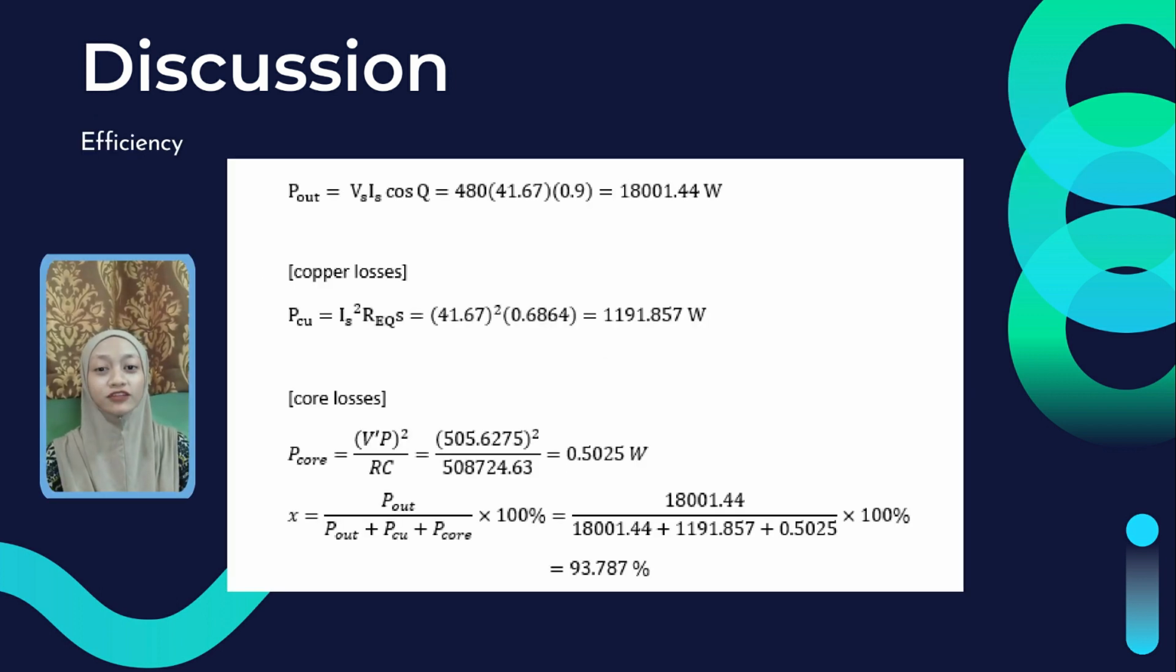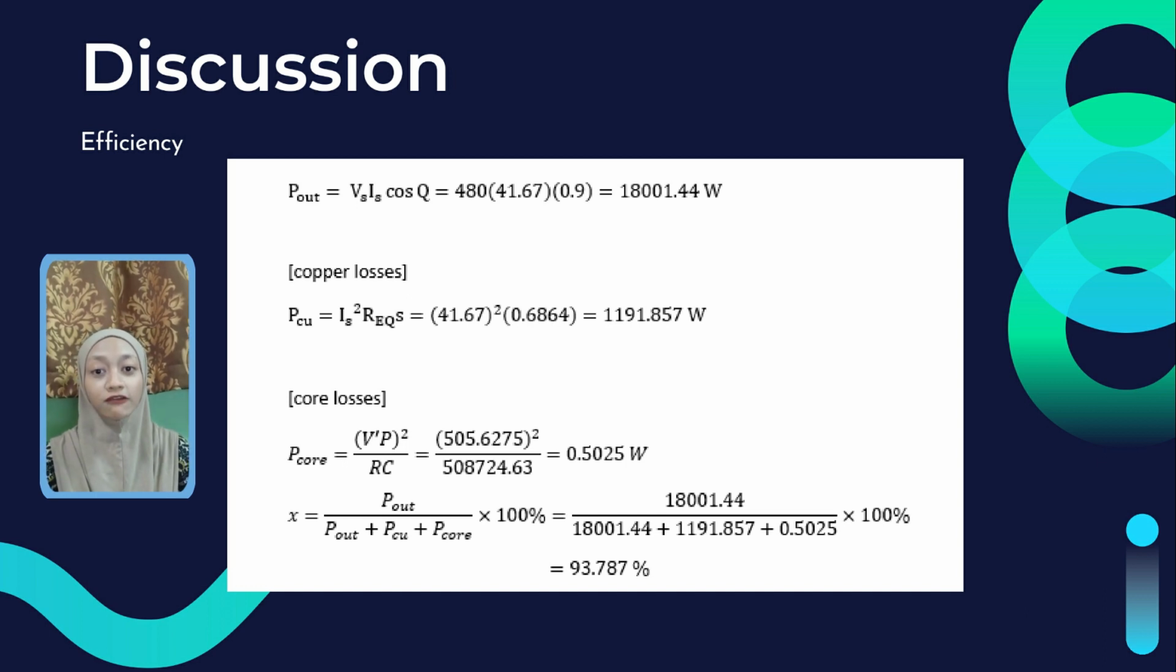Next is to determine the efficiency of a given transformer. We need to calculate the values of P_out, P_CU, and P_core. To find P_out, we use the formula V_S I_S cos theta, and we get the value of P_out as 18001.44 watt. Next, to find the copper losses we use the formula I_S squared R_EQS, and we get the copper losses as 1191.857 watt. And the last one is P_core, which is the core loss. Calculate it using the formula V prime P squared over R_C, and we get the final value of core losses as 0.5025 watt.